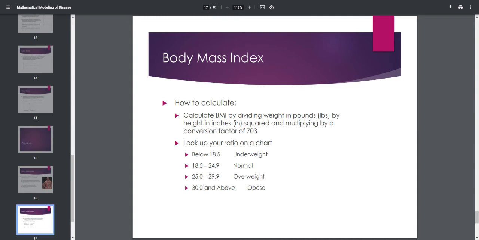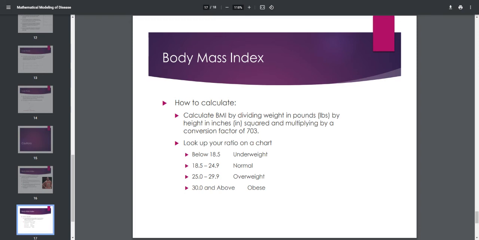So if you want to calculate the body mass index, you divide the weight in pounds by the height in inches squared and multiply by a conversion factor of 703. You look up the ratio in a chart. If you're below 18.5, you're underweight. 18.5 to 24.9, normal. 25.0 to 29.9, you're overweight. And 30 and above, you are obese.